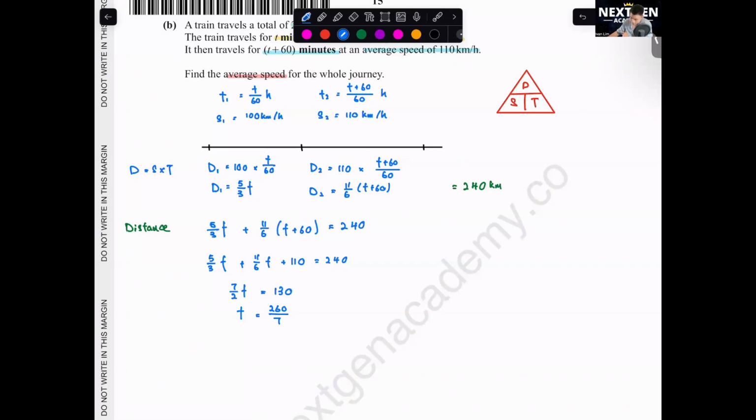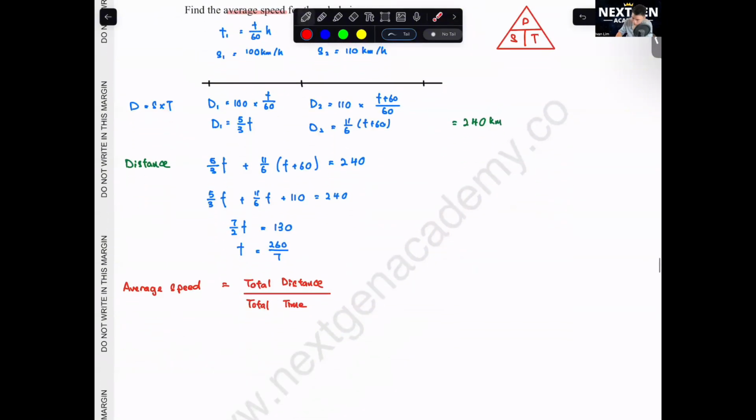They want us to find average speed. For average speed, we need total distance over total time. Total distance we already know, which is 240 km. Total time is t over 60 plus t plus 60 over 60. Let's find the total time first.